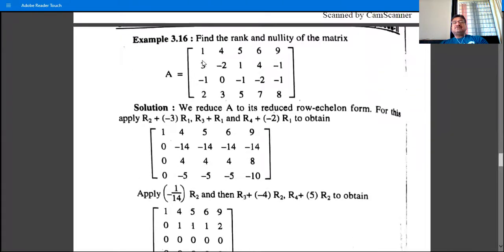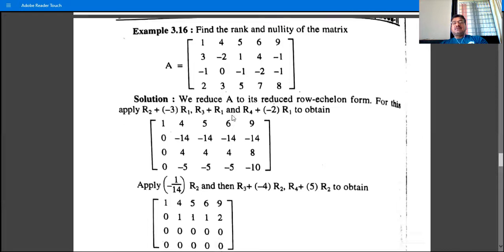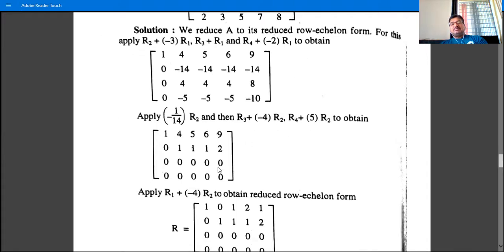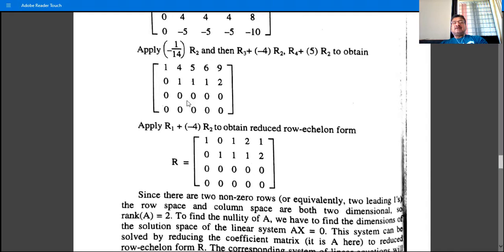So we have to reduce this 3, minus 1 and 2 to 0. So operations are R2 minus 3 R1, R3 plus R1, and R4 minus 2 R1. After this transformation, we have this matrix. Then we have to reduce this minus 14 to 1, so minus 1 by 14 R2 is the operation. We have 1, and after that step we apply R3 minus 4 R2 and R4 plus 5 R2. First reduce this to 1, apply this operation, then apply these two operations. We have this matrix, and this is in echelon form.